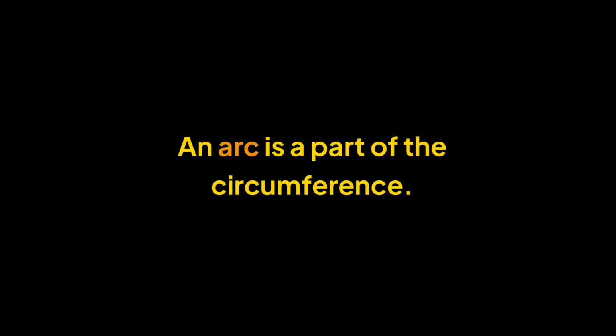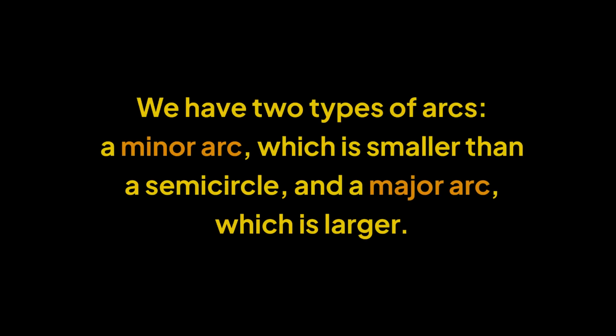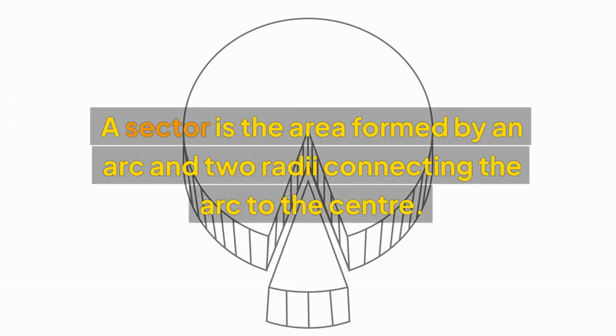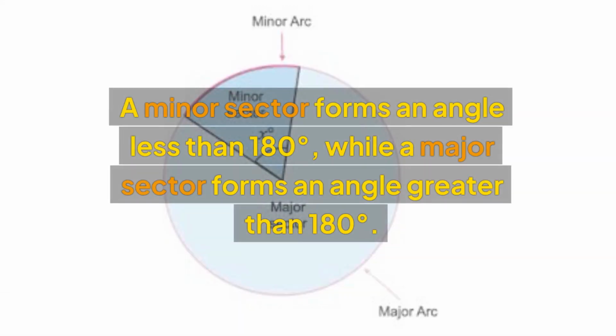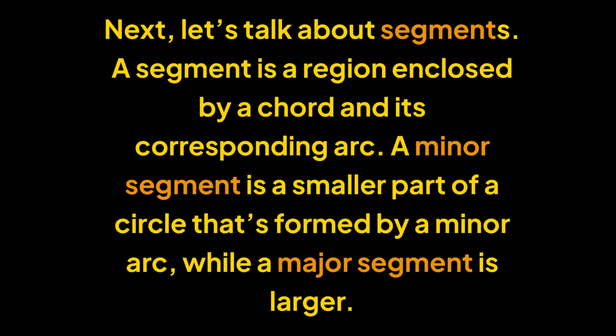An arc is a part of the circumference. We have two types of arcs, a minor arc, which is smaller than a semicircle, and a major arc, which is larger. A sector is the area formed by an arc and two radii connecting the arc to the center. A minor sector forms an angle less than 180 degrees, while a major sector forms an angle greater than 180 degrees.